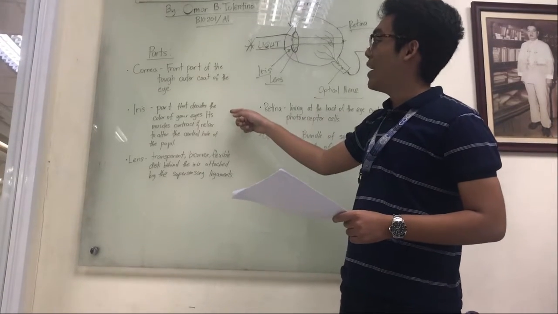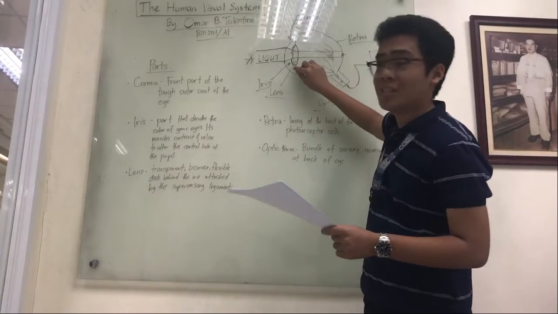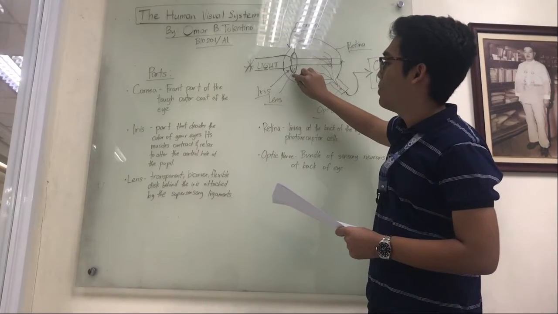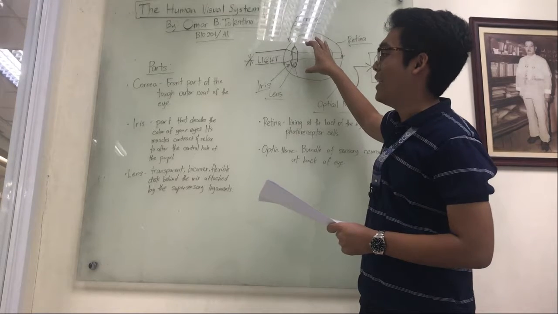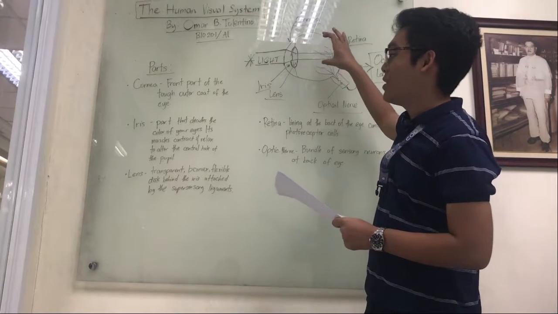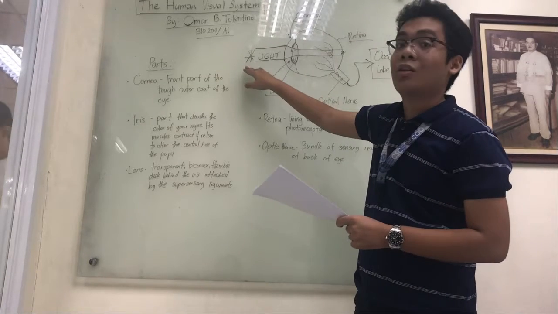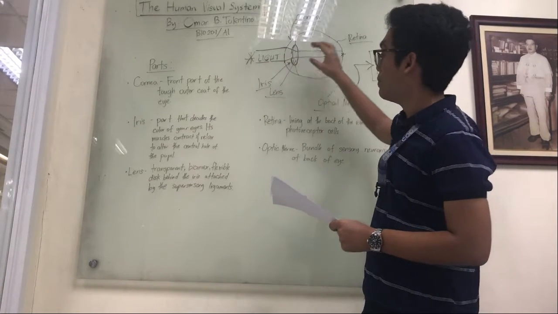Second one here is the iris, which is this part. I don't know if you can see this. This is the part that decides the color of your eyes. The muscles of this part contract and relax to alter the central hole of the pupil, whether the eye is going to focus on a particular object or not.